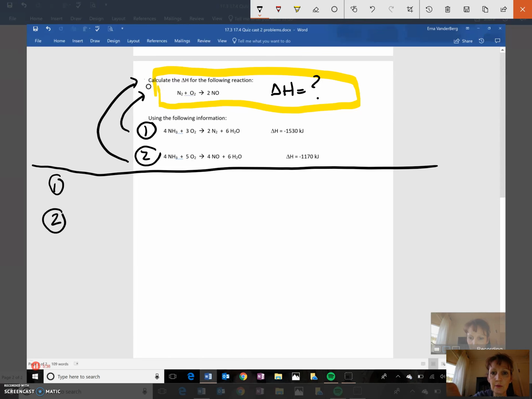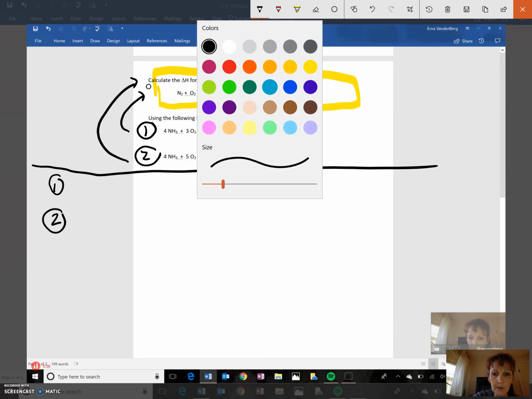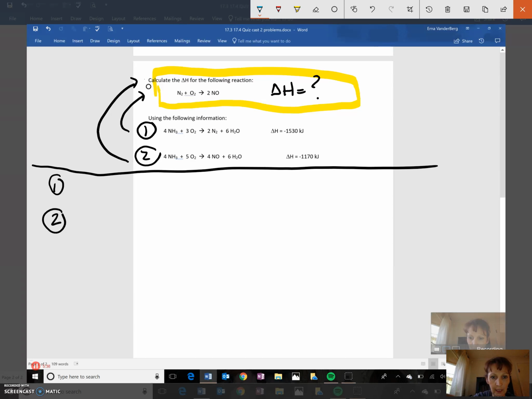Okay, so let's focus on something unique. In equation 1, first of all, both equations have NH3, both equations have O2, so we're not going to focus on those two quantities, and we're not going to focus in either equation on the H2O. All we're going to focus on is the 2N2. We can use this enthalpy of reaction to solve for our unknown.